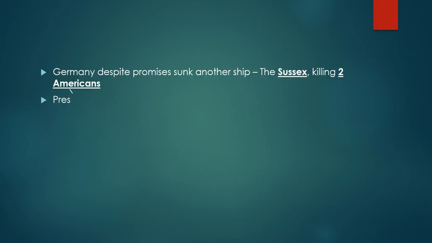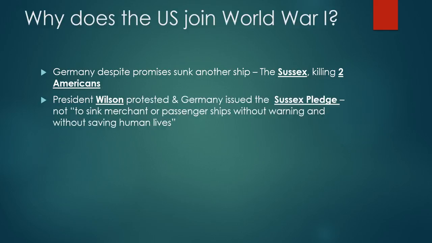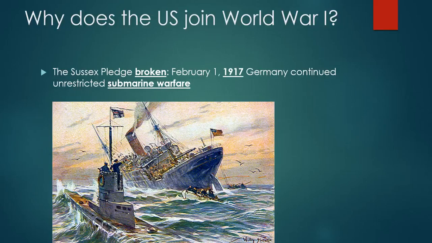So Germany, despite its promises, sunk another ship, called the Sussex, and this killed only 2 Americans, but in total, that means 200 Americans were lost at sea due to Germany breaking the law. So President Wilson protested, and Germany issued the Sussex Pledge. They pledged not to sink merchant or passenger ships without warning and without saving human lives. Now, do we think Germany followed this rule? No. Germany broke their Sussex Pledge on February 1st, 1917, and they continued their unrestricted submarine warfare.